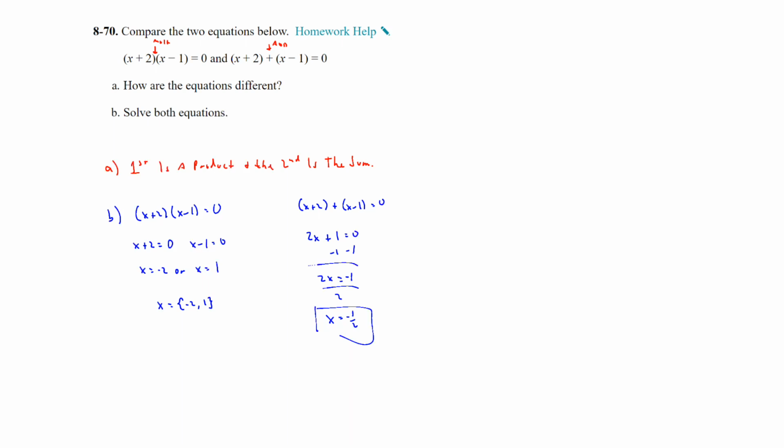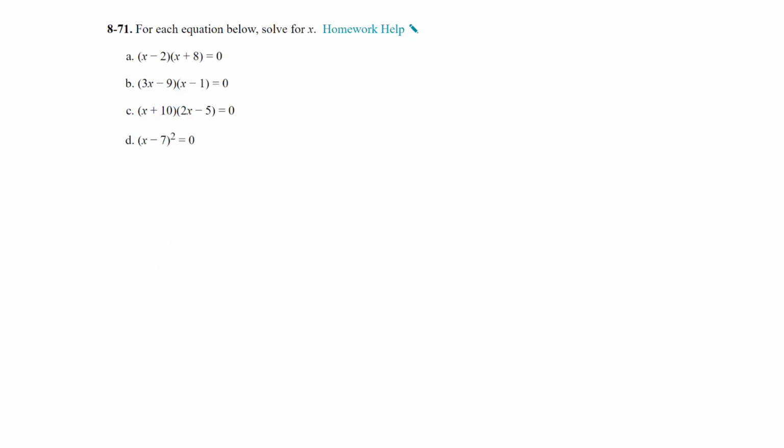So you can see the first problem is a quadratic, and we're getting two values of x that cross the x-axis. And then the second one is linear, and that's why we only get one solution. Question 71. For each equation below, solve for x.